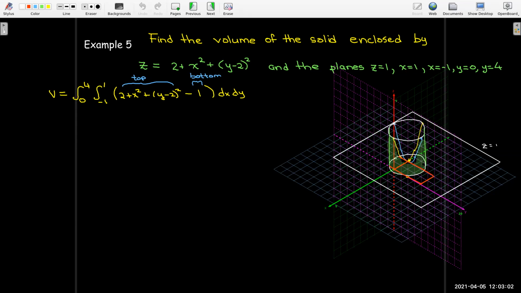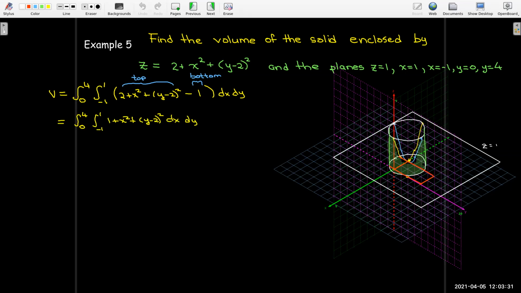And again, the other planes here really just define the box that I need to be calculating for the limits or the bounds of my integration. So x goes from -1 to +1, and y goes from 0 to 4. So let's just start by collecting the like terms in the integrand.